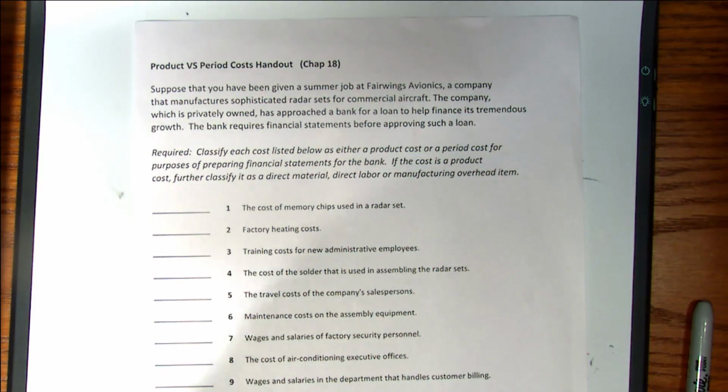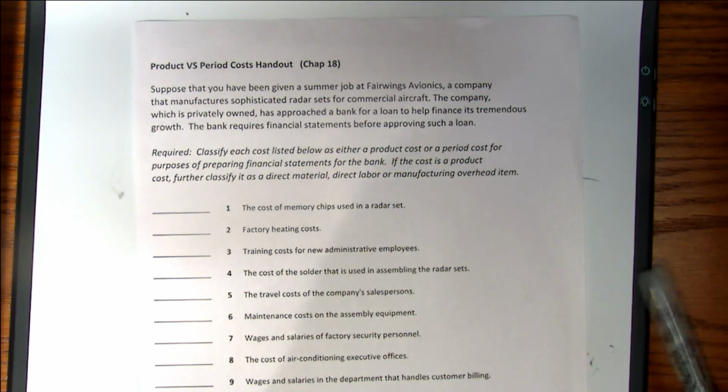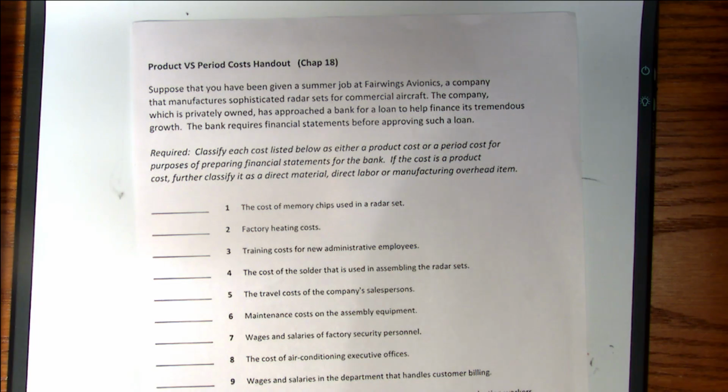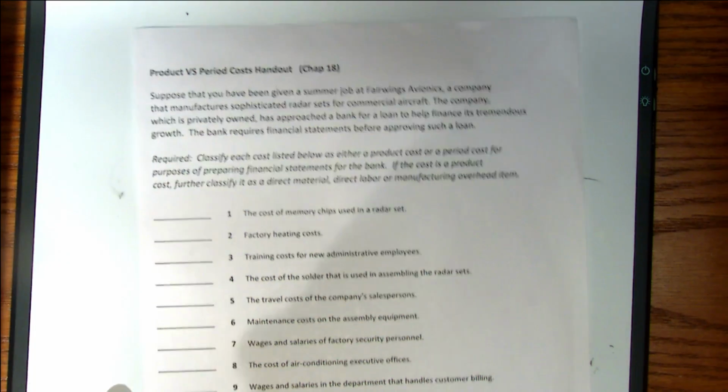And then there are product costs, and what was the other category of costs? Period costs. Those are non-factory costs, like general, administrative, and selling, okay? All right, let's go through this handout real quick. One of the most important things, and we're going to talk about why, is being able to properly differentiate and classify between product and period costs, okay? So let's go through this, all right?